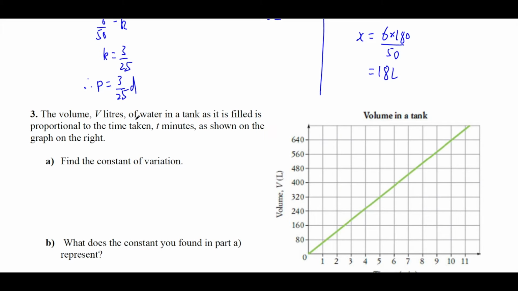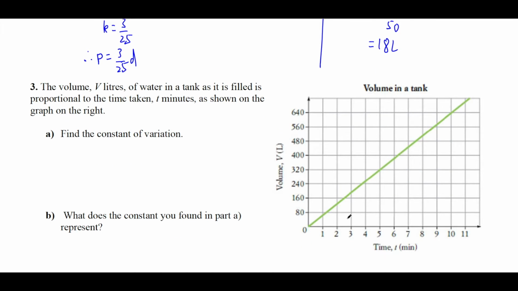The volume V liters of water in a tank as it is filled is proportional to the time taken. Okay, so V is proportional to T. So what that means is this. V is equal to KT, right? Find the constant of variation. Okay, so the constant of variation is basically finding the K. And do you know what K is equal to? K equals V over T, right?